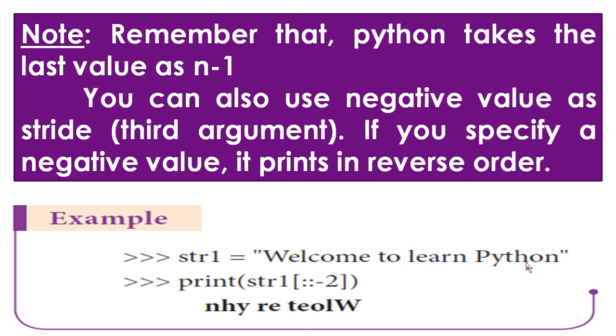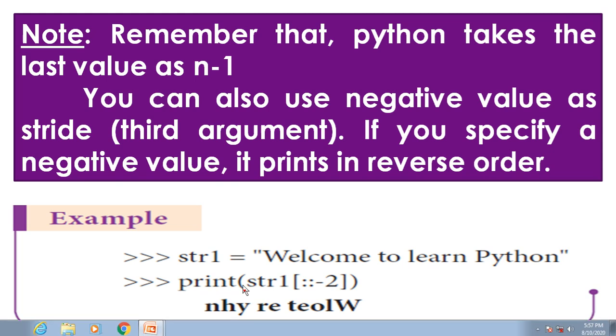From that, every second character is printed: h, then y, then space, then R, and so on up to W, in reverse order. When we give the third argument as a negative value, we get the result in reverse order. When we put -1 here, the given string will be printed in reversed order, that means NOHTYP. We are going to see these striding examples by using the IDLE window.